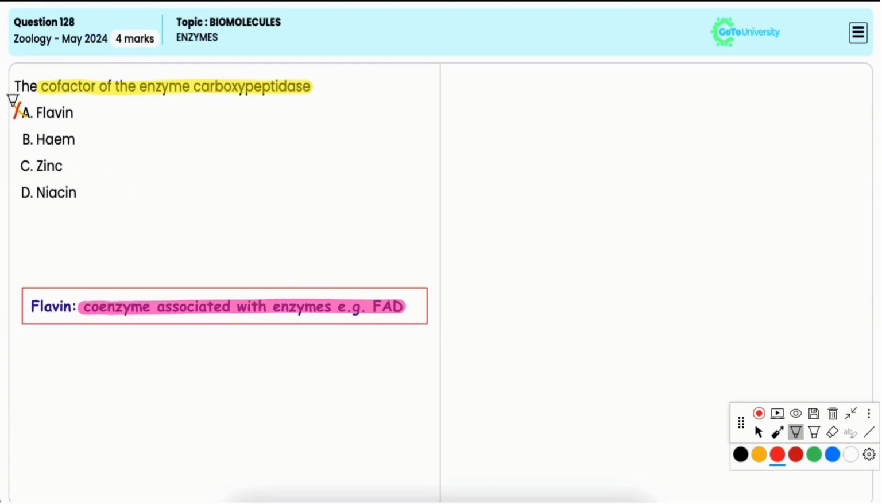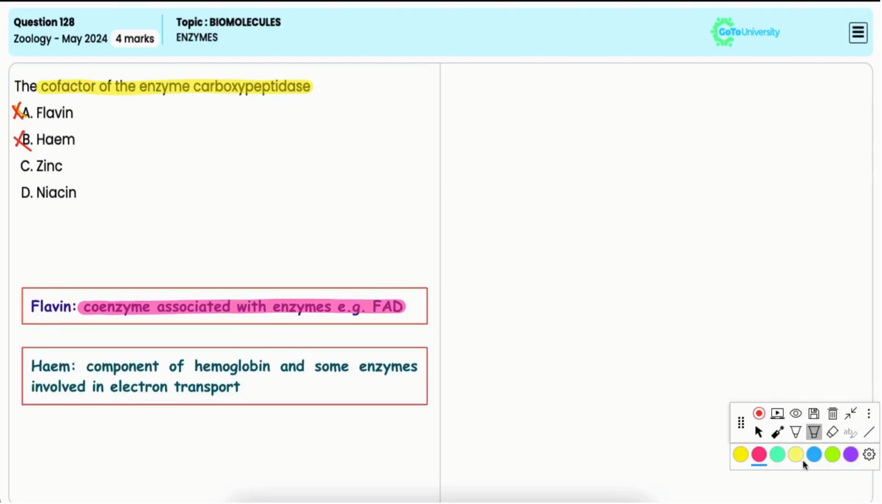Option B, heme. It is also incorrect because heme is a component of hemoglobin and also some enzymes involved in electron transport, but it is not related to carboxypeptidase.